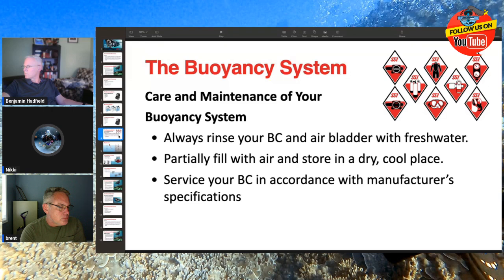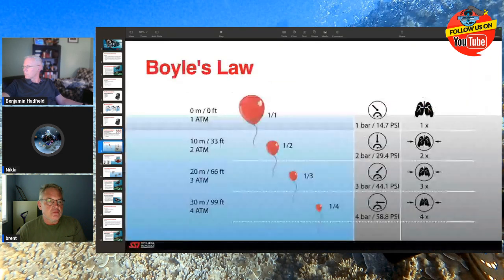So one of the things that the shop can do too is service our regulators. It can service our buoyancy compensators. It can make sure that all of our dump valves and inflators and everything are working the way that they're supposed to. I want to talk just briefly about Boyle's Law. Brent, what do you remember or know about Boyle's Law?